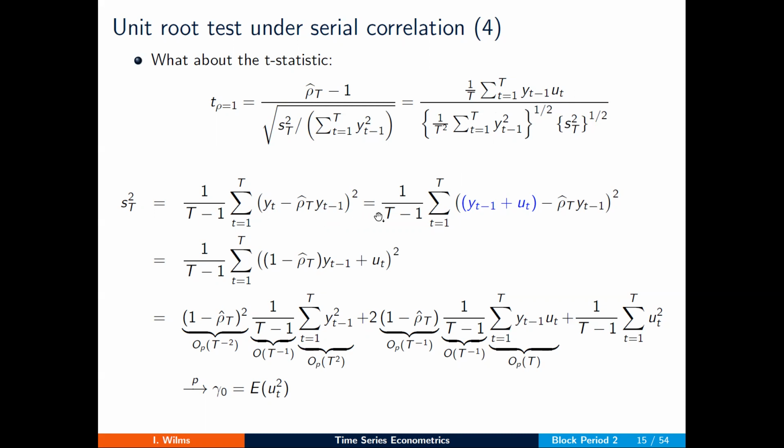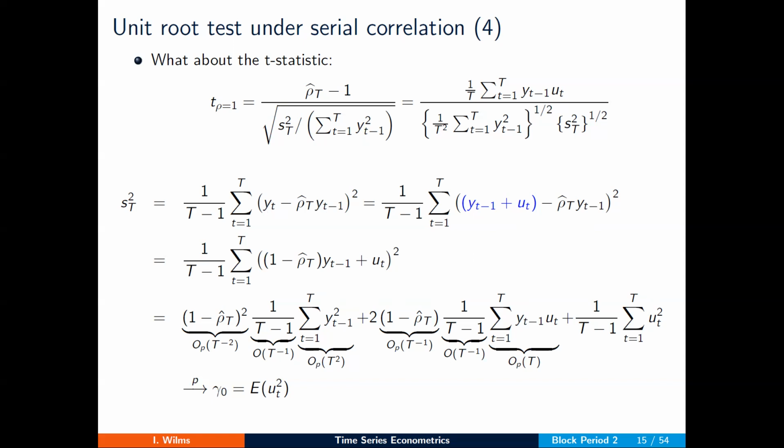How do we continue with our derivations? Well, we can plug in the DGP indicated in blue. Y_t is nothing more than Y_{t-1} plus U_t. And then I take the terms with the lagged Y together, and I keep the error term U_t separately. And then I expand these terms, and I arrive at these three terms over here.